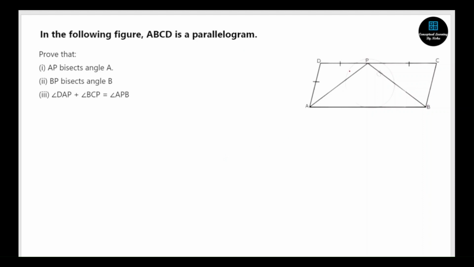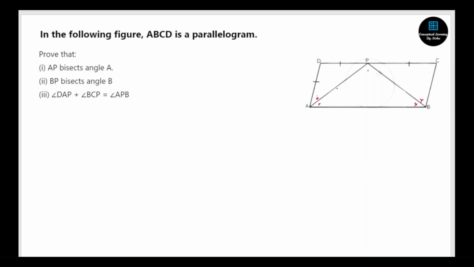Here ABCD is a parallelogram and we have to prove three results. Okay. First is AP bisects angle A. This we have to prove. Now see, when I want to prove AP bisects angle A, that means I have to prove these two angles are congruent. Okay, we'll do it. Same way BP bisects angle B, means I have to prove that these two angles are congruent. And also I have to prove this result. DAP, here this angle plus this angle is equal to this angle.